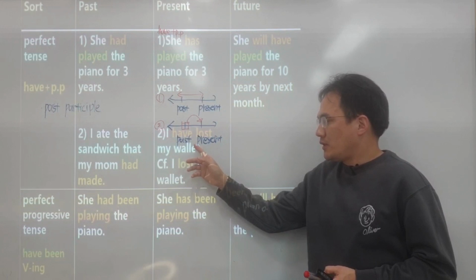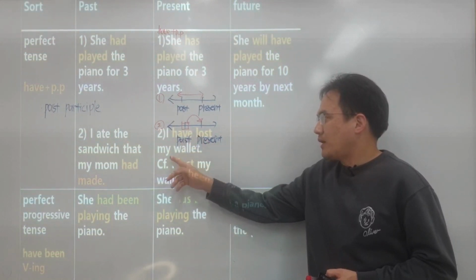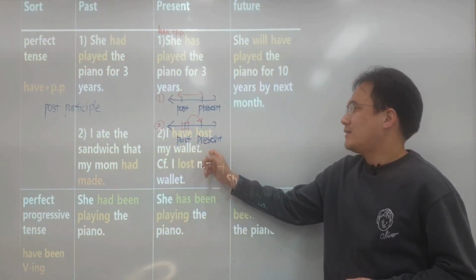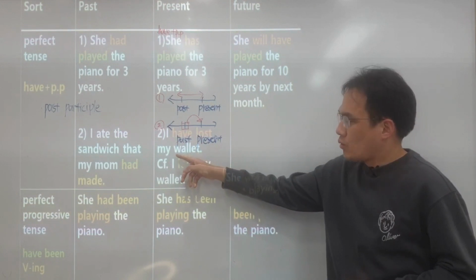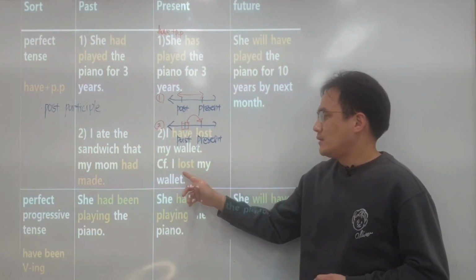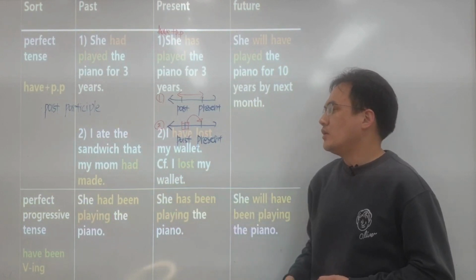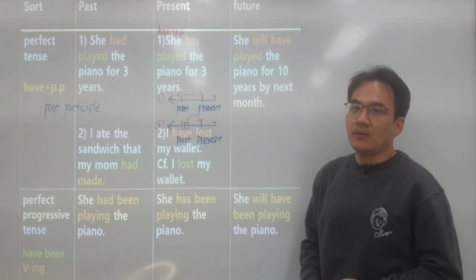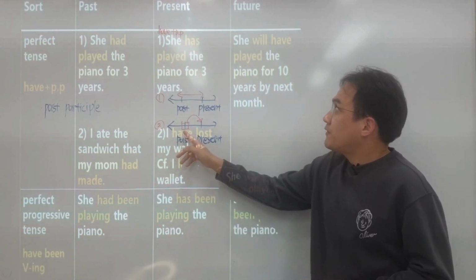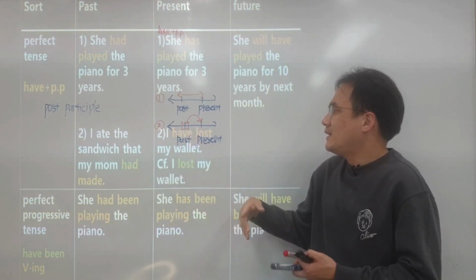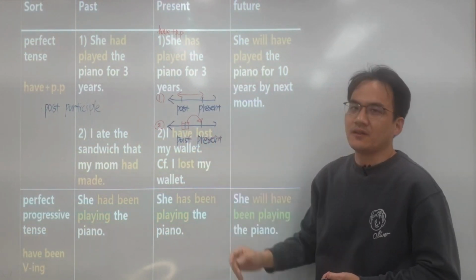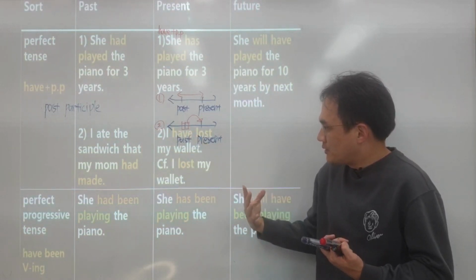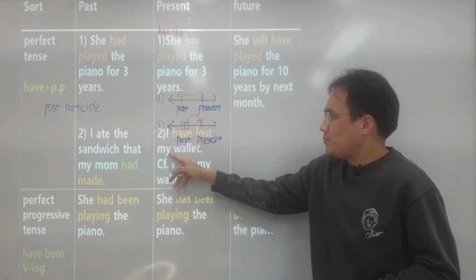So there is a really great difference between I have lost my wallet and I lost my wallet. I have lost my wallet means that I still don't have my wallet now, while lost is just a simple past. So we don't know if I found my wallet. But as I mentioned before, present perfect tense indicates the current situation perfectly. So from this point of view, I still don't have my wallet now.